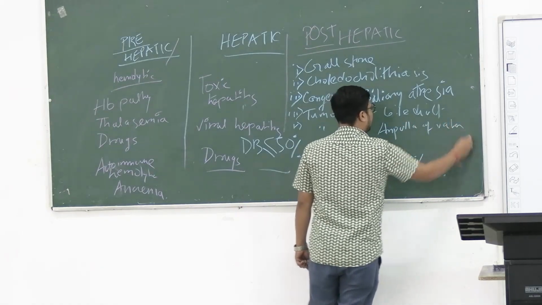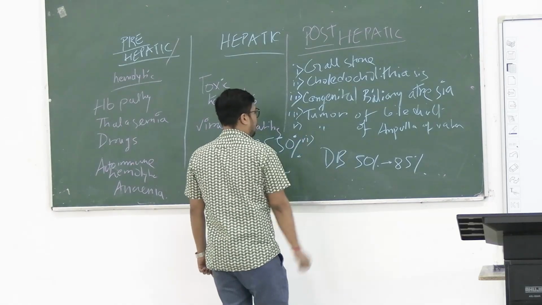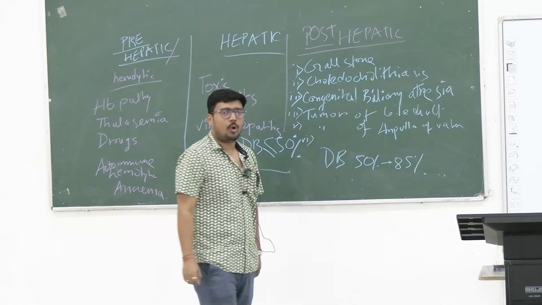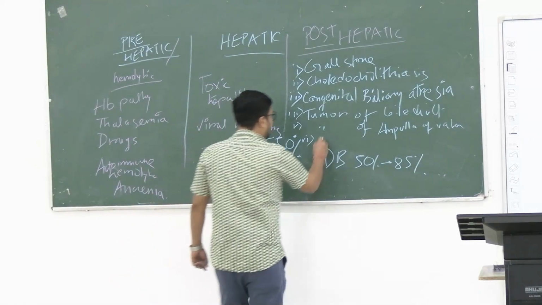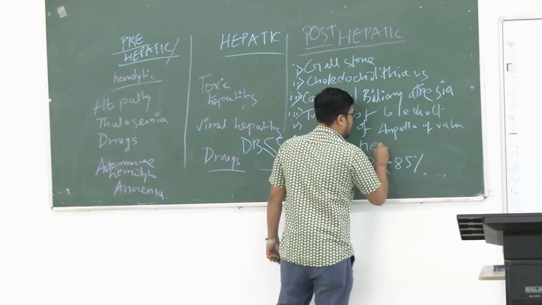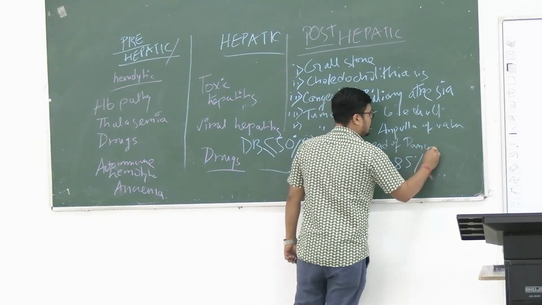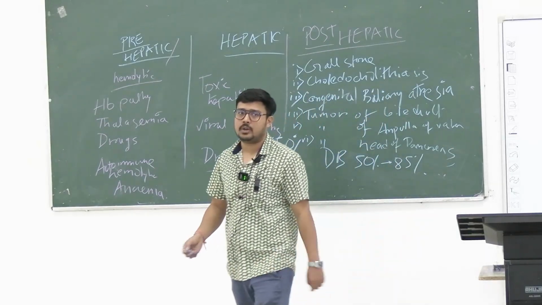And finally, the tumor of the head of the pancreas, which is very common in old age, extreme of age. The head of the pancreas is just adjacent to the ampulla of Vater of the second part of the duodenum.